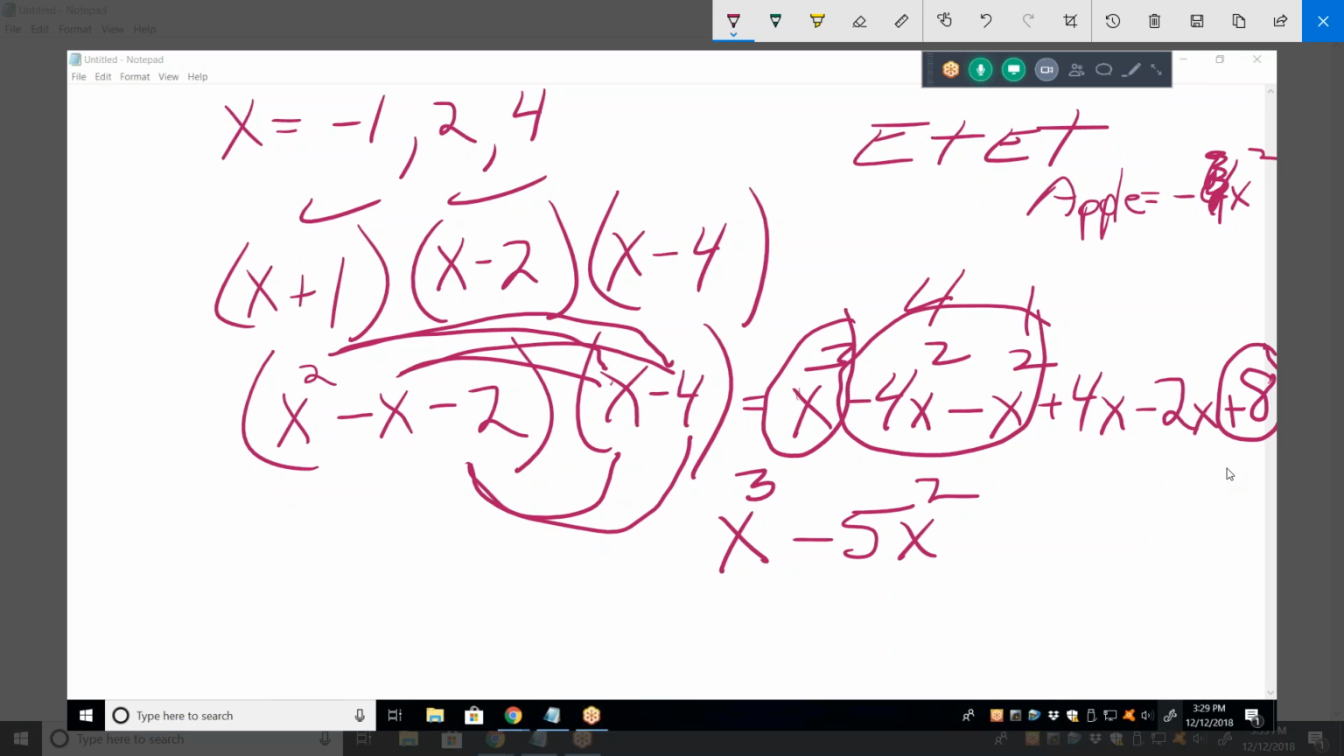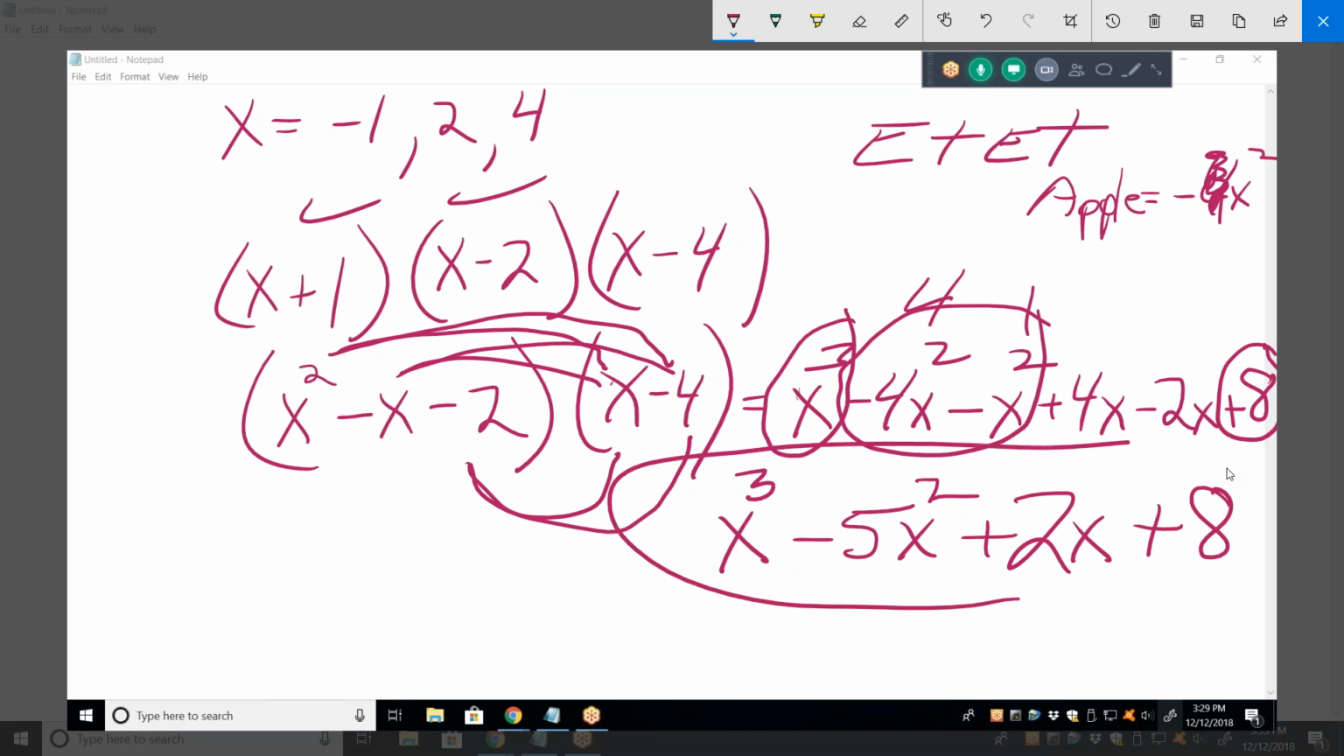Same thing, what do I get with the x terms? Plus 2x. And then plus 8, and that's the finished polynomial. They said they wanted a polynomial of least degree, right? Yes. Well, it turns out that that's the least degree one.